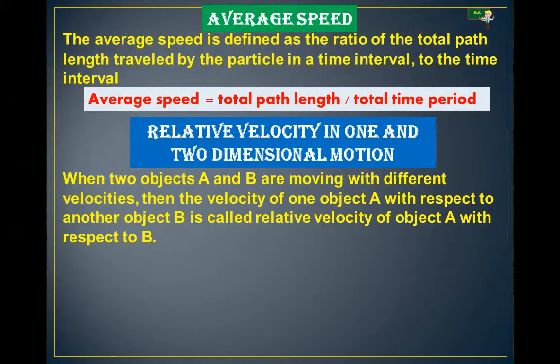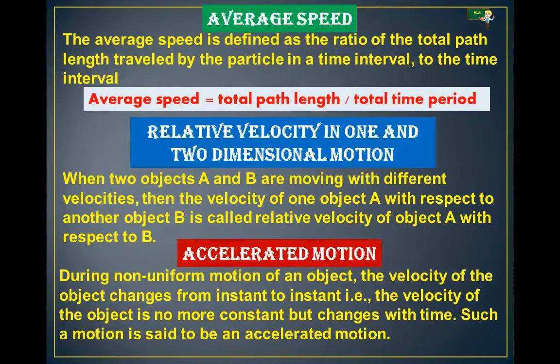You can have this relative velocity when two persons are running in a 100 meter or a 200 meter running race. The velocity of one person influences the other person who is running behind or in front, so that person A will influence the velocity. This is called relative velocity.